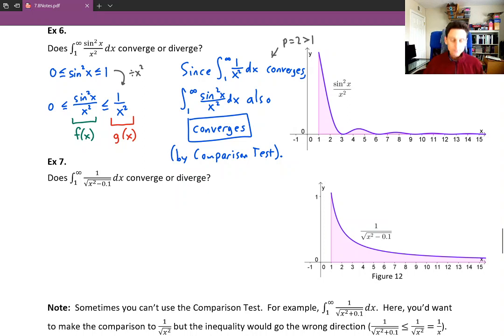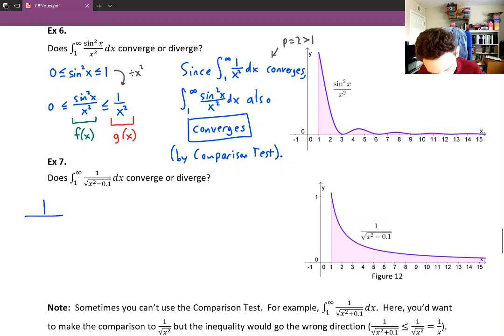Okay, so example 7, here we have the integral from 1 to infinity of 1 over the square root of x squared minus 0.1 dx. Now we could go and try to find an antiderivative. We could use some kind of trig substitution. But if all we want to know is does it converge or diverge, then we can also try to use a comparison test instead. So here's how we can do it.